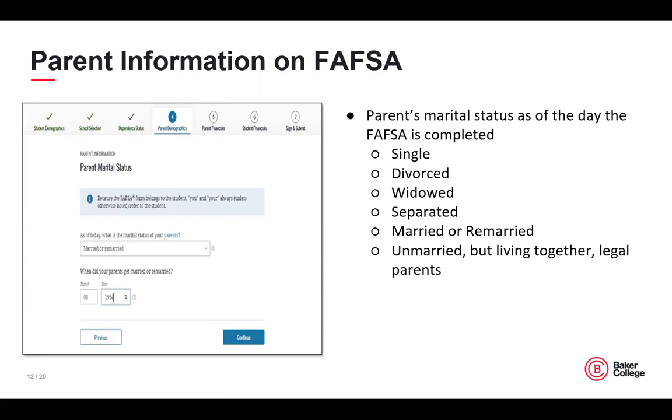We typically get a few follow-up questions when we present this information. The first is, but what if I didn't live with either parent, but I know I'm dependent? The answer is then you would include the information for the parents who provided you with the most support. If you receive no support, it is the parents who would provide you support. We also get the question, what if my parents live together but are not married? In this case, if both parents are your legal parent, you would provide information for both parents.